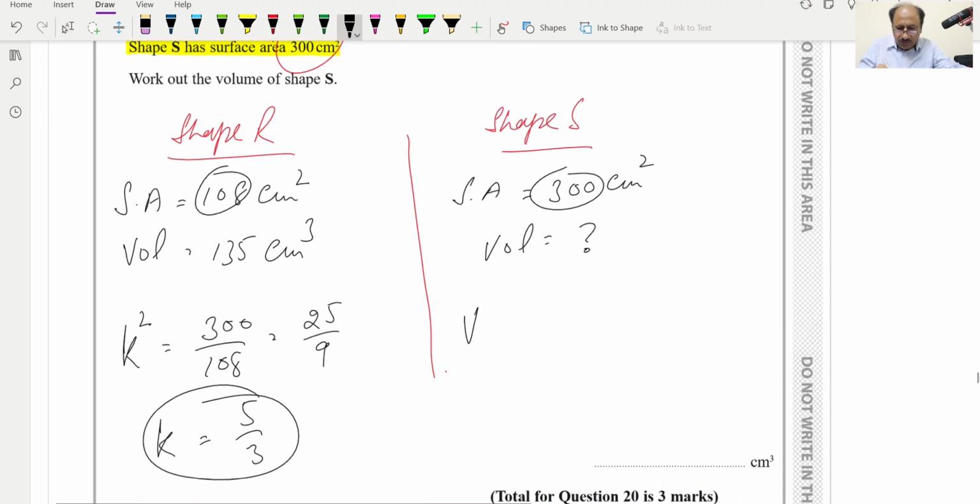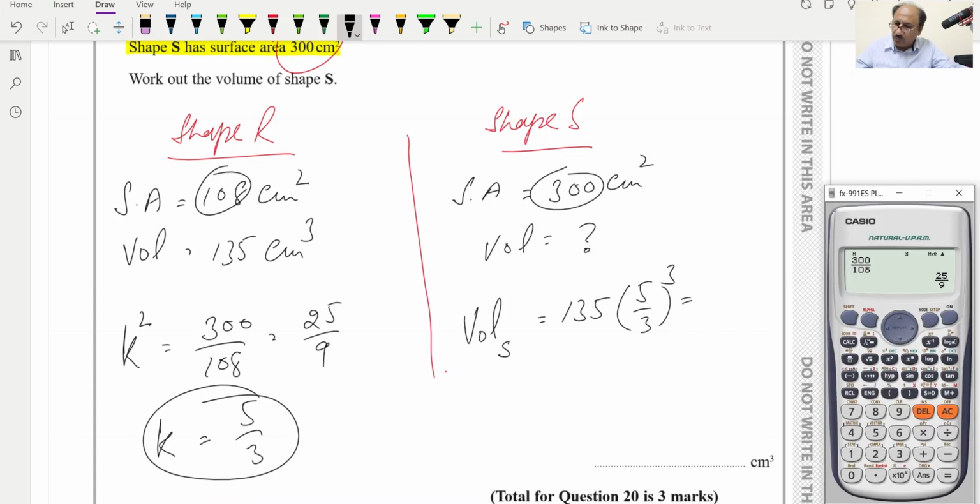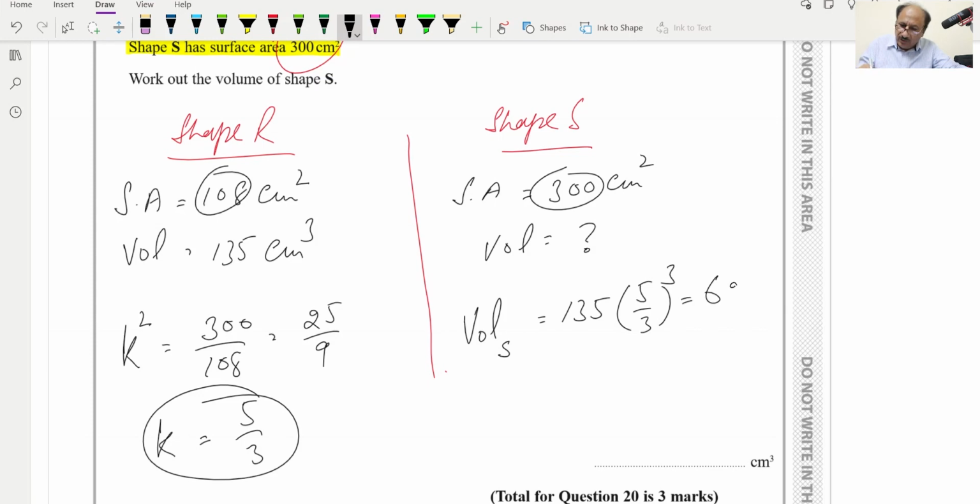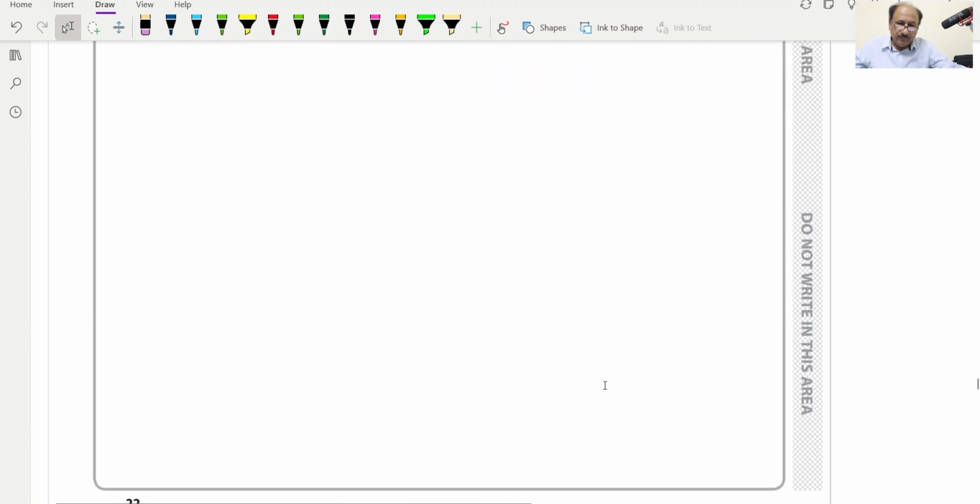For volume, the volume of S shape will be equal to 135 multiplied by this conversion ratio, and for volume we will be taking the cube of the conversion ratio. This will be equal to 135 multiplied by 5 over 3 raised to the power 3, and this is equal to 625 centimeter cube. Question 20 is of 3 marks.